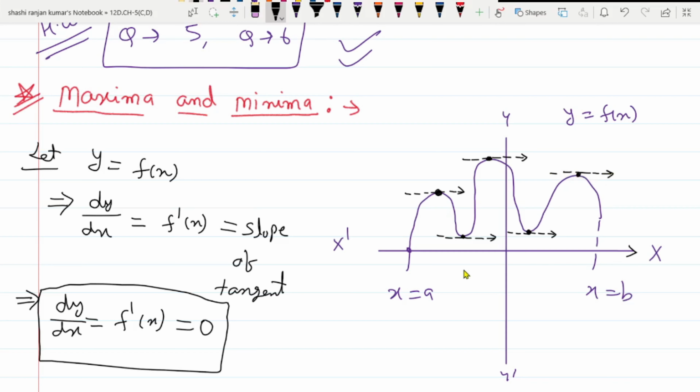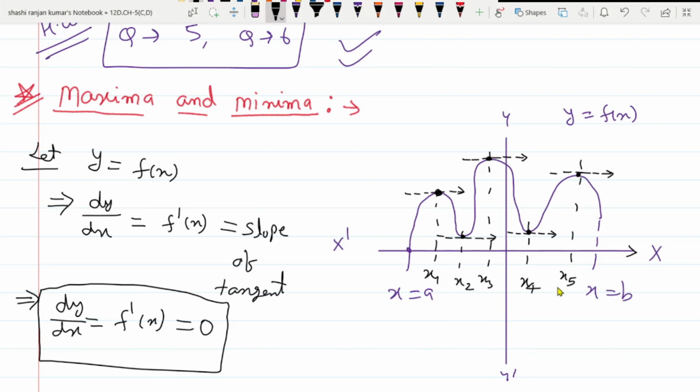Okay, so when we solve this equation, we will get the values of x where tangent is parallel to x-axis. Let us suppose we are getting the point x1, the point x2, then x3, this point we have taken as x4, and here x5. So these are the points where tangent is parallel to x-axis.